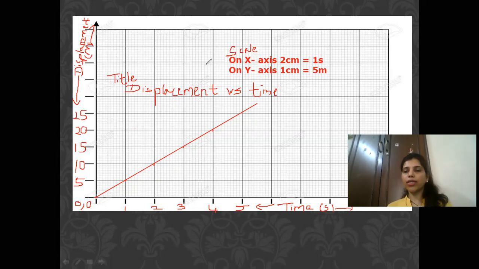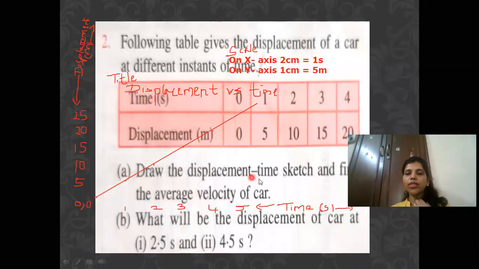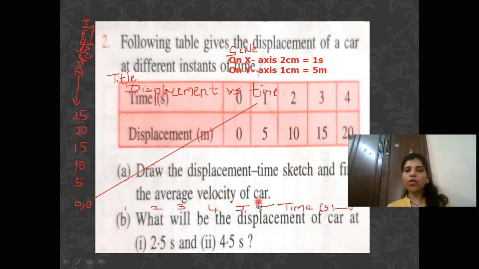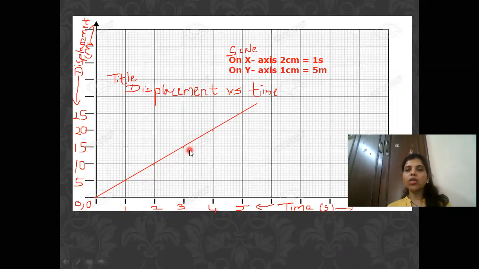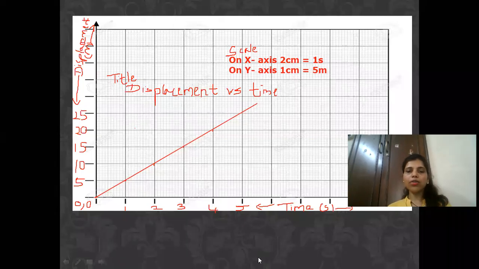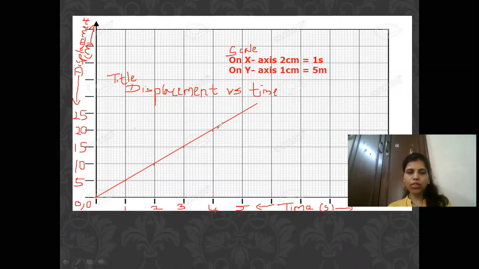Please copy it accordingly. Now, if you see the question, they have said to draw the displacement-time sketch and find the average velocity of the car. The average velocity means you have to find the slope. So what I'm going to do is, you can see over here, I'm considering this point, that is the final point. That is 4 and 20.